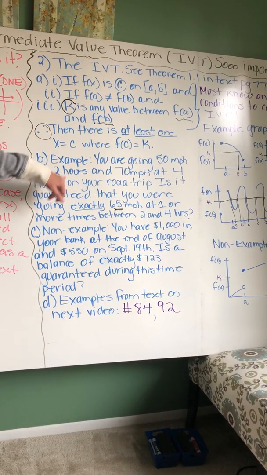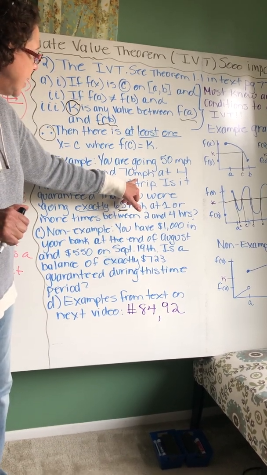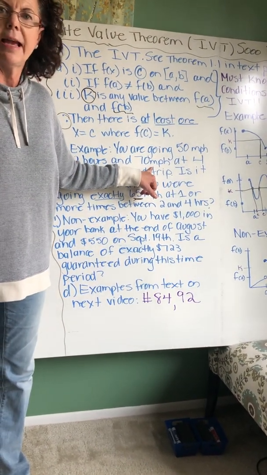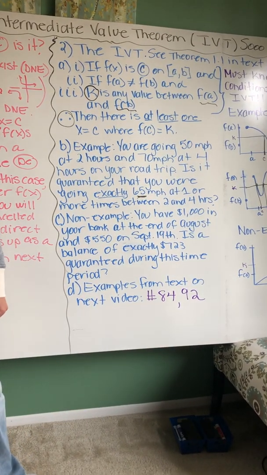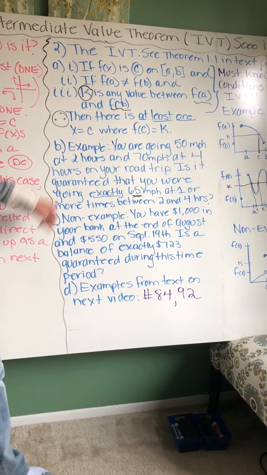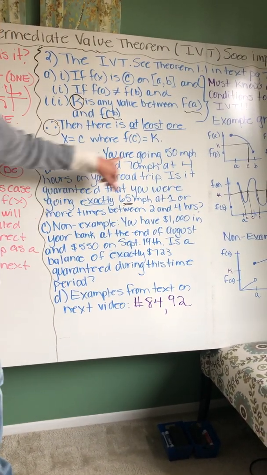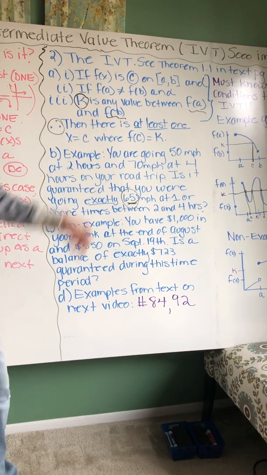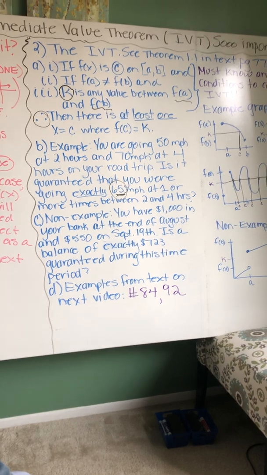If you were going 50 miles per hour at 2 hours and then later you were going 70 miles an hour, didn't you at some point have to be going 65 miles exactly to go from here to here between that time? It's guaranteed. It has to be. Why? Because this situation is continuous. It's on a closed interval from 2 hours to 4 hours. F of a does not equal f of b, right? 50 does not equal 70. And the k value, 65, is in between f of a and f of b. It's guaranteed. Logically, you had to. Okay?